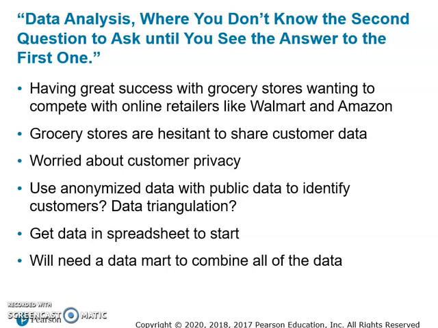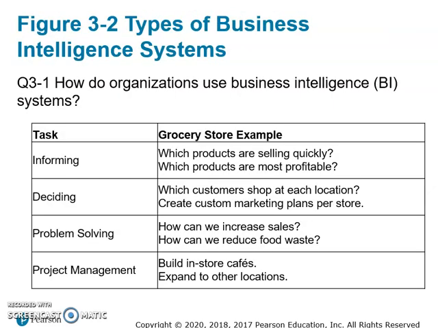We do that by analyzing the data we have and making good decisions. BI helps us make those decisions. Obviously, it informs us. We can look at our products. What is selling quickly? What products are selling for a higher profit? Just because it sells quick, it may not be profitable. They can help us make decisions. What customers shop at each location? Looking at our customer demographic is really important because we can make custom marketing plans per store.